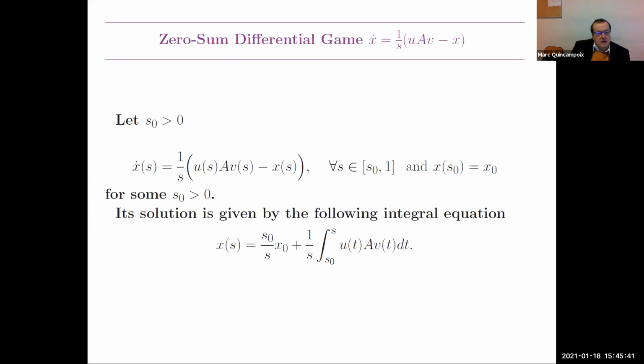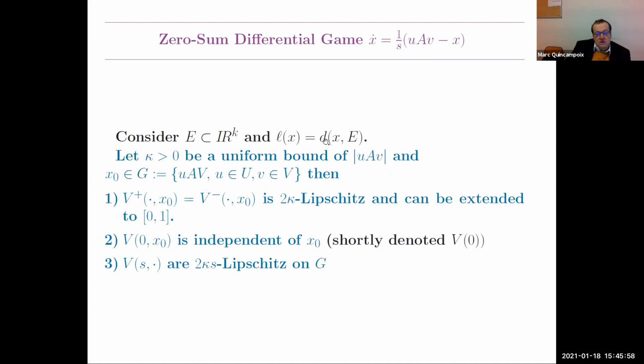So, now consider only this zero-sum differential game, but I recall the dynamic, the form of the solution. Again, you understand why S should be positive. And for this specific differential game, we have some more properties. So V plus and V minus are Lipschitz of constant 2K, where K is an upper bound of the norm of F when U and V describe the two simplices. V is Lipschitz with respect to the first variable and the second variable, the Lipschitz constants are given by this.